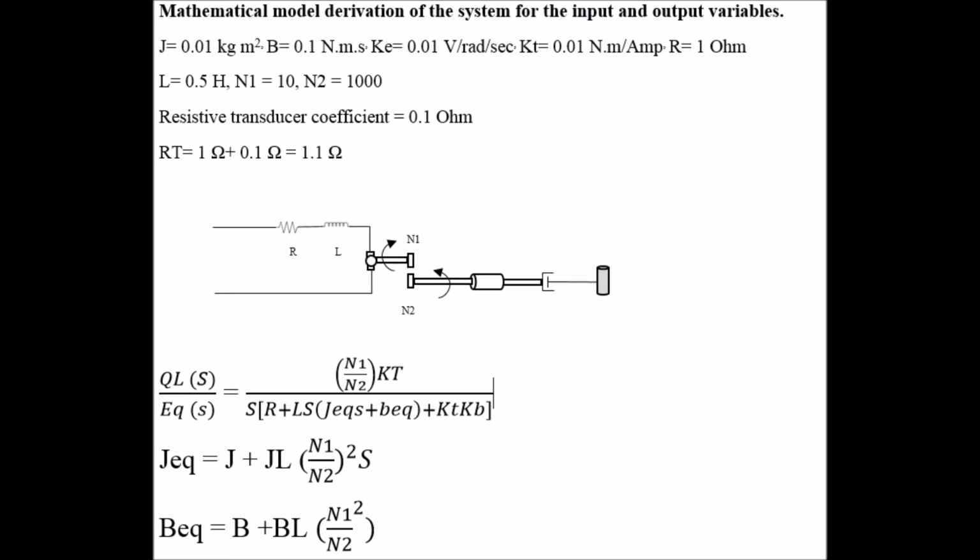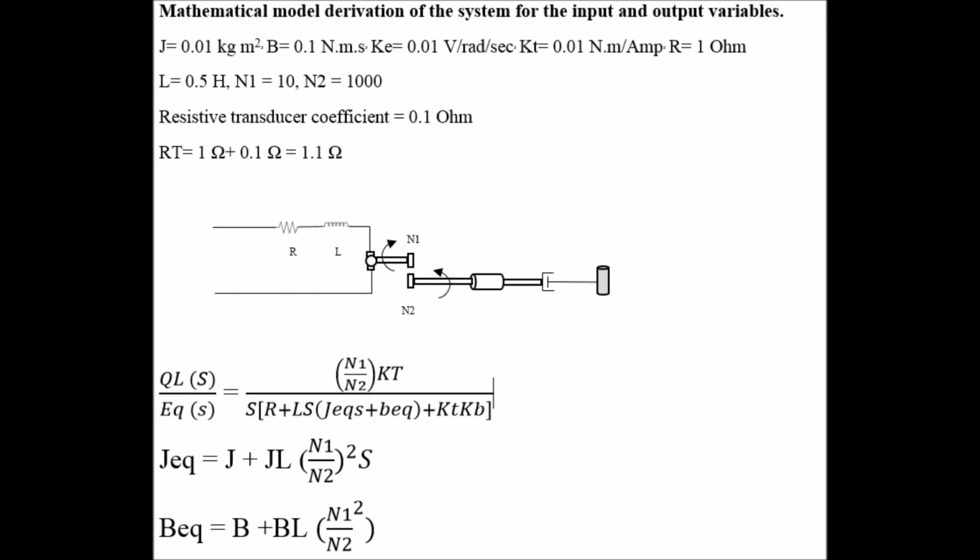This block diagram contains a resistive transducer coefficient, which is equal to 0.1 ohm. So the R total for this block diagram is 1 ohm for resistance plus 0.1 ohm for the resistive transducer coefficient, which equals 1.1 ohms.